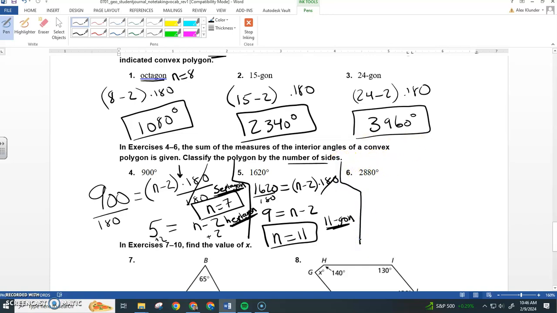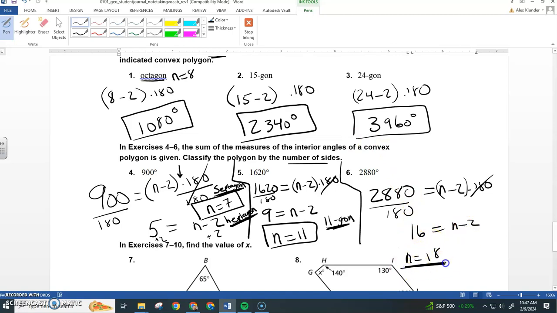Same deal, let's pause the video, and I'll give you the answer. Okay, here's your answer. 2,880 equals n minus 2 times 180. We want to make sure that we divide out that 180. Get that out of there. And we get 16. I add 2. So n equals 18. We could call that an 18gon. Basically anything over 10. 10 is a decagon, 12 is a dodecagon, and we don't really memorize 11.